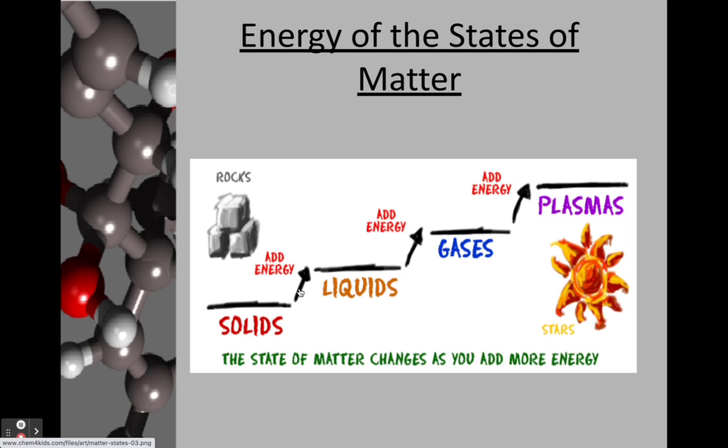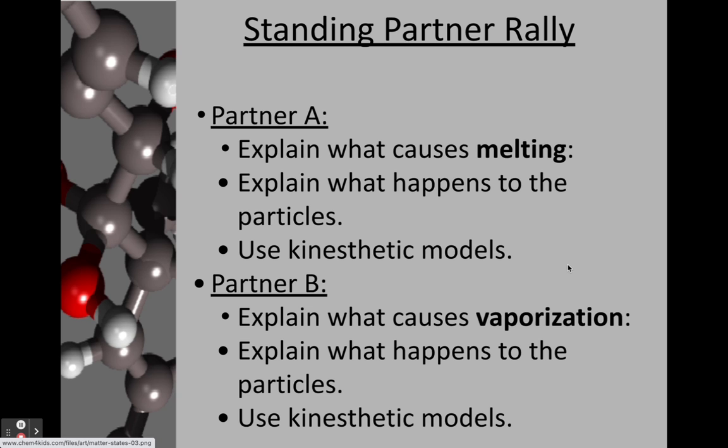Hope this gives you an idea of when you have a solid, if you add thermal energy, you get a liquid. If you add thermal energy, you get a gas. And if you add enough energy to gases, mostly out in space, away from the world, you get the fourth type of matter, that's plasmas. And while plasma does occur on Earth a little bit, it's mostly in the universe, mostly in stars.